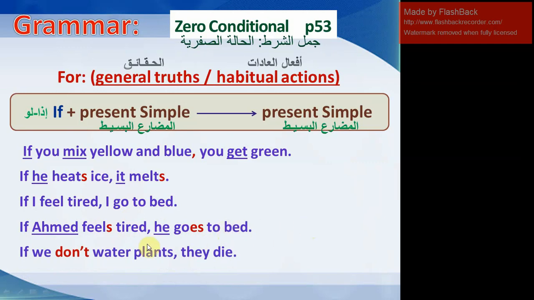What about the negative? If we don't water plants, they die. With I, you, we, they, we use don't in the negative sentence. But with he, she, it, and singular, we use doesn't. If he doesn't water the plants, they die.